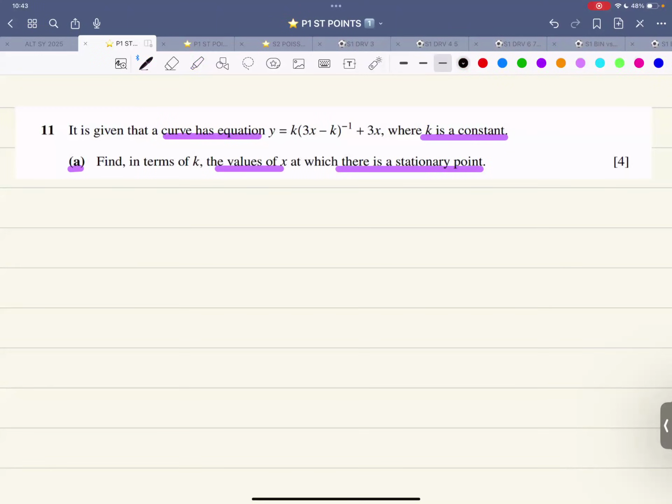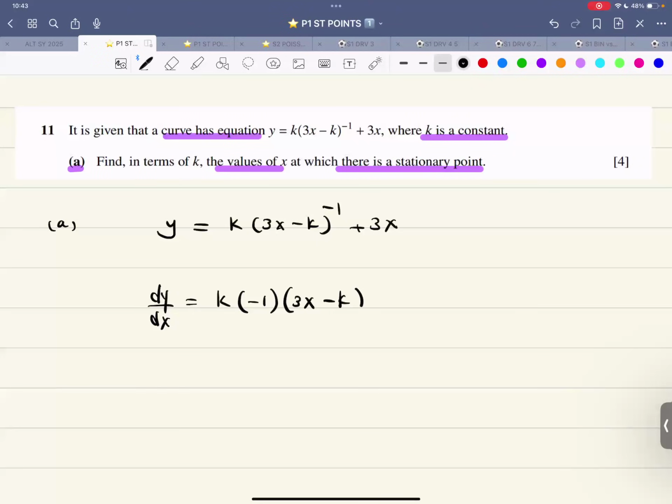So now, first thing first, part A, f(x) or y equals k bracket 3x minus k raised to the power of -1 plus 3x. dy by dx, k remains as it is, -1 comes down, 3x minus k, power reduces by 1, derivative of a bracket is 3. Derivative of 3x is 3. So let me highlight a few things. This power comes down, power reduces, derivative of the bracket is 3. So 3x, the derivative is 3.